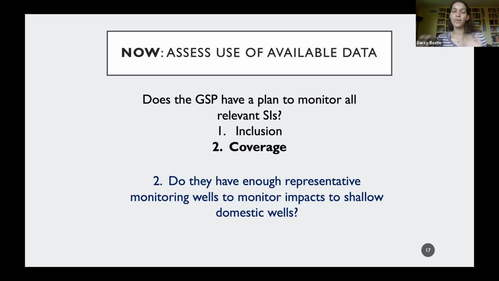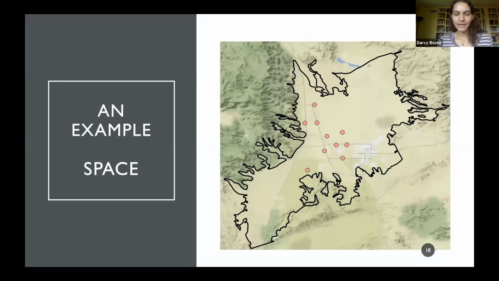And if they are, what does the coverage of those look like? So for example, this is just an example of thinking about the different nuances in looking at and assessing these monitoring networks. If you look at this GSP, this is a 2020 critically overdrafted basin. Those are their 10 monitoring wells for lowering of groundwater levels. And it looks like there's really insufficient information.